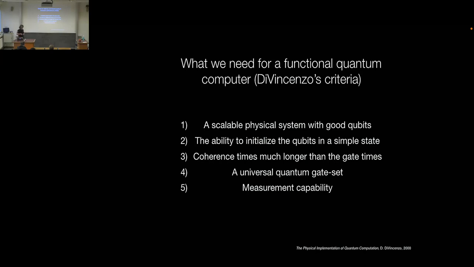And finally, I did all of these nice things with my computer. I also need to get the information out, so I need to be able to measure. We call this a measurement apparatus. And it turns out ions are not bad at all of this, and I will tell you why now.